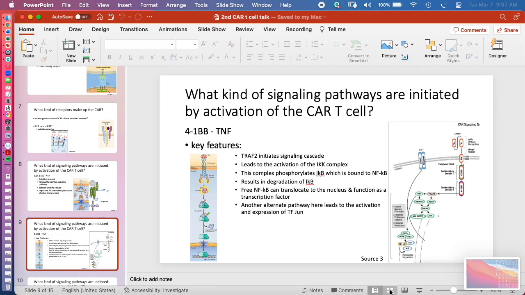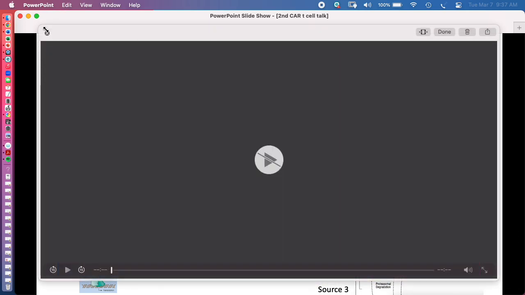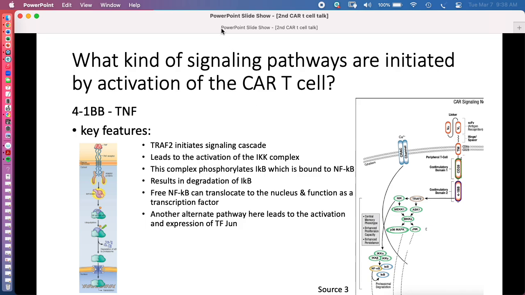This, and this, and whatever that is. Hey, it's going to go away. Recording. Yeah. All right, so we should be good. Is that full screen? Pretty close. That's good enough. Okay. Yeah.